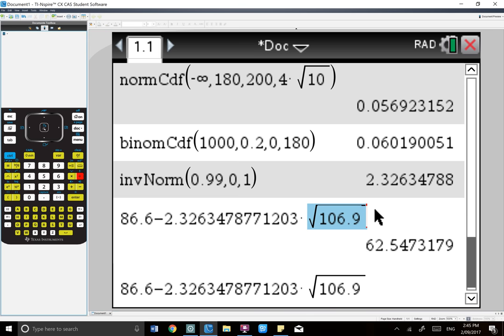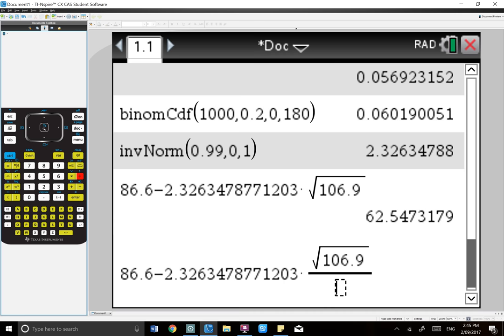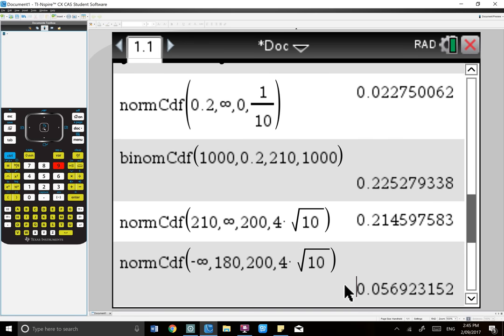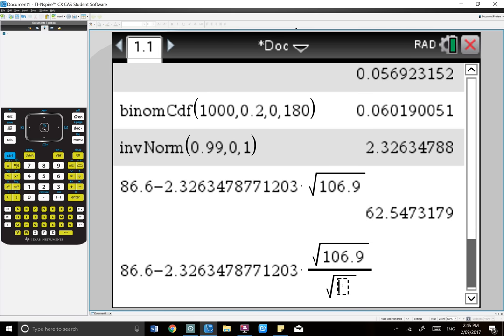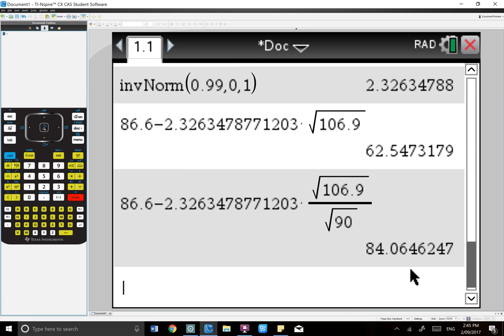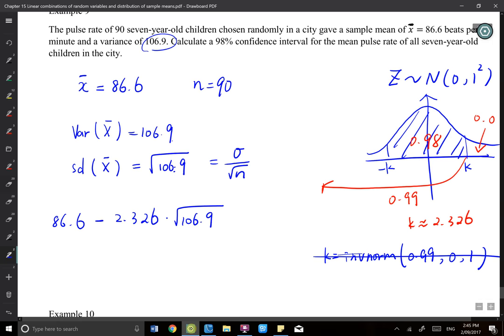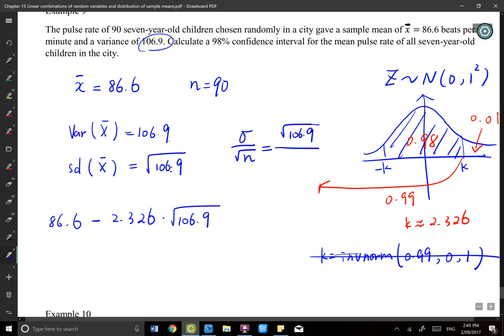I can't change it as a fraction. I need to change that. Sigma divided by square root n. What's n? 90. Okay, that's 84.9. And then I'll say sigma over square root n is the square root of 106.9 over the square root of 90.